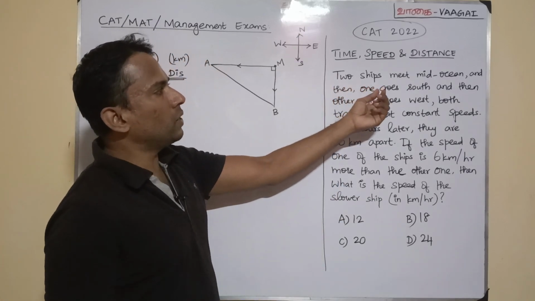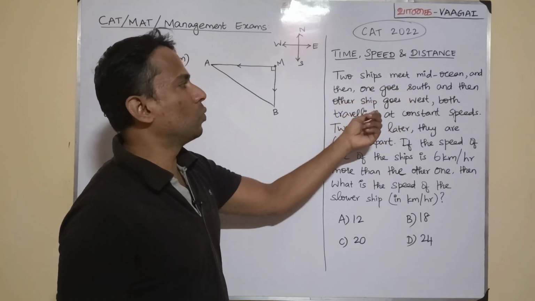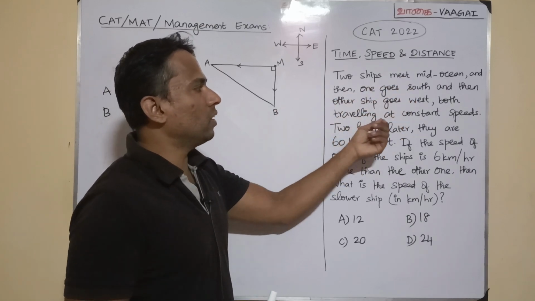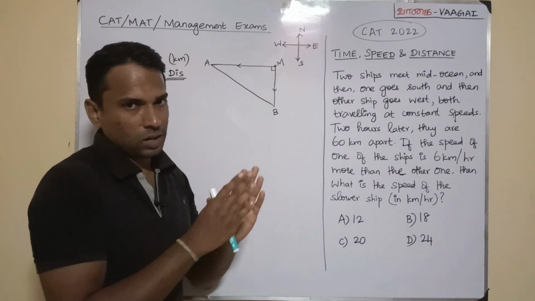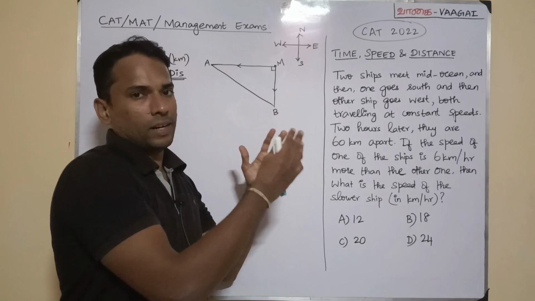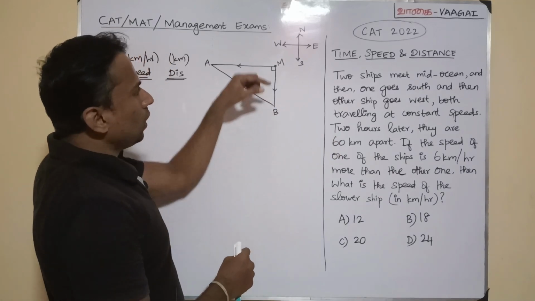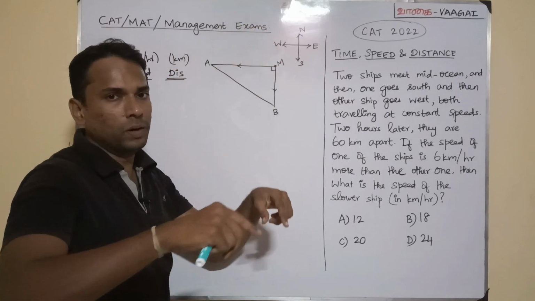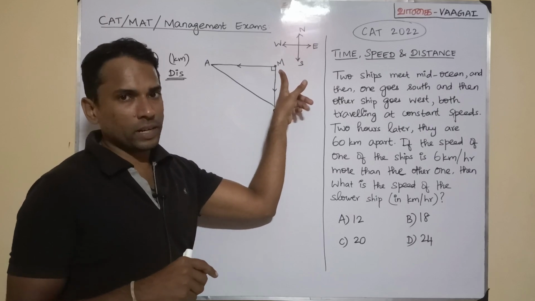Two ships meet mid-ocean and then one goes south and the other ship goes west, both traveling at constant speeds. I have also made a diagram, a clear setup to get the data here. There are two ships, and they are meeting at a point in the middle of the ocean. Let me take that meeting point as M.